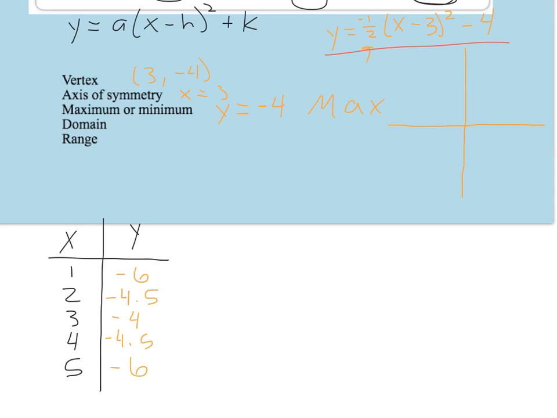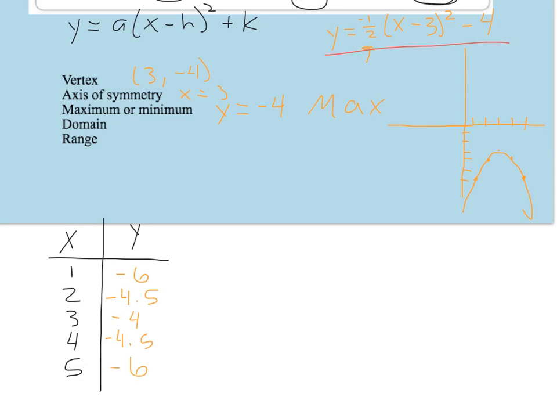Now if you see here, from your vertex, it should be a mirror image. So it should follow the same pattern on the left and right hand side. Now I'm going to draw this graph. So at a positive 1, I'm going to go down 6, plot that point. At a positive 2, I would be at a negative 4.5, so about right here. And then at 3 would be at negative 4. And then again, it should be a mirror image on both sides, so about right here. So this would be my graph.